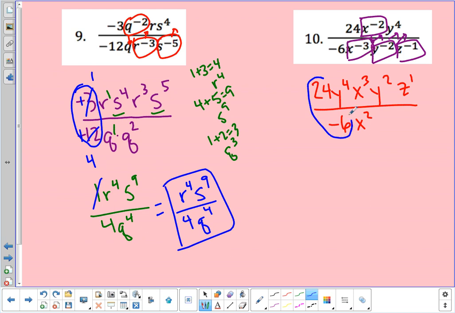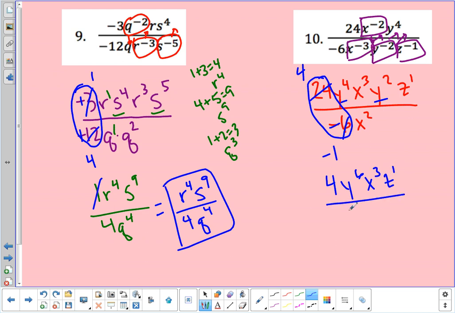Fraction, negative 24 over 6. They have a common factor of 6. If I divide by 6, I get a 4. There, I get a negative 1. That can go away too. And then variables. The y's are going to be y to the fourth and y to the second, that's y to the sixth. So I have a 4, y to the sixth. Then the x, I have x to the third, and z, I have z to the first.